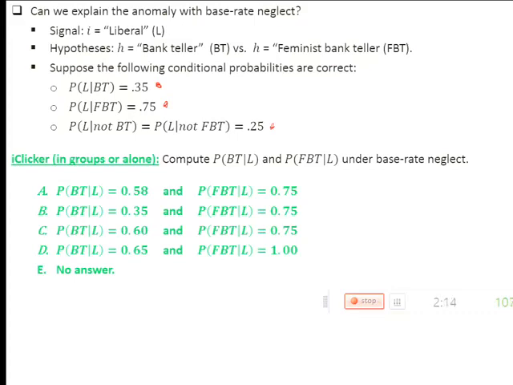Okay, raise your hand if you're going to get it in the next 30 seconds. Raise your hand if you are going to get it if I give you another half hour. All right, take another 30 seconds.